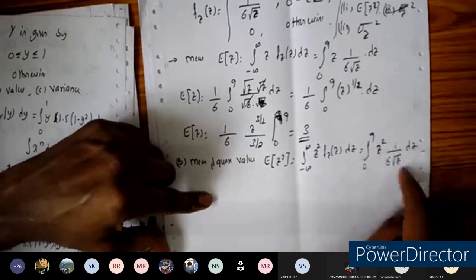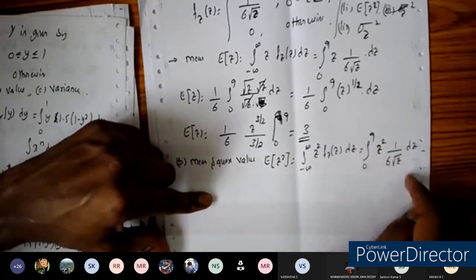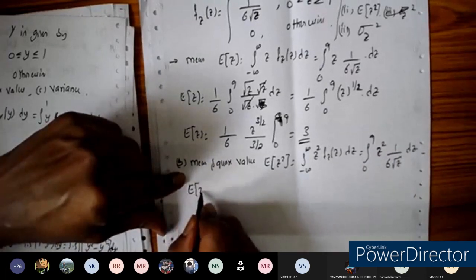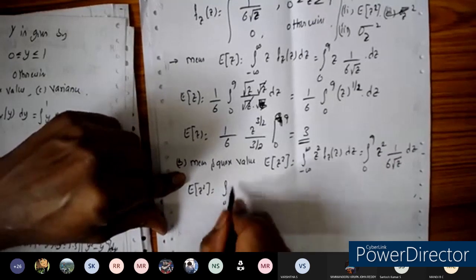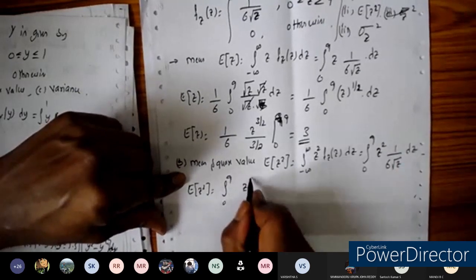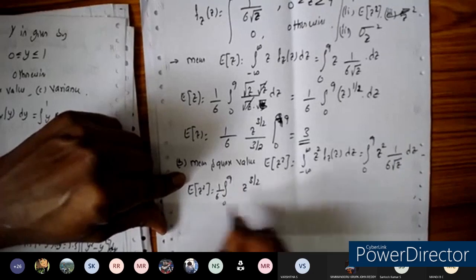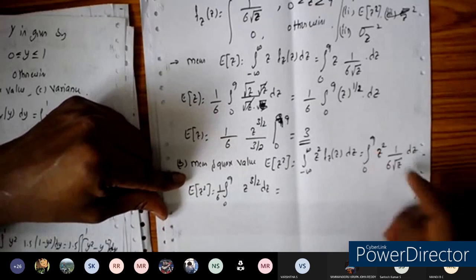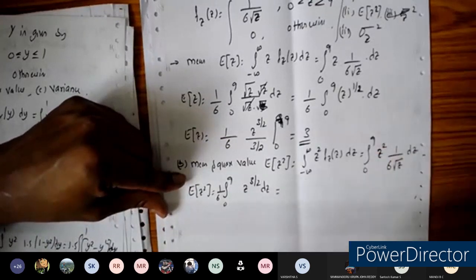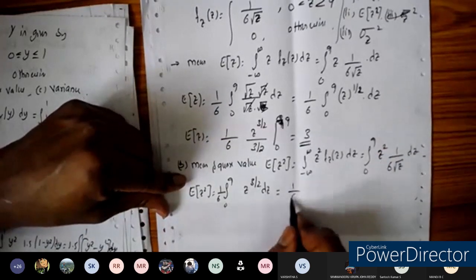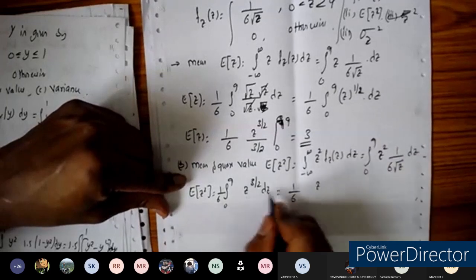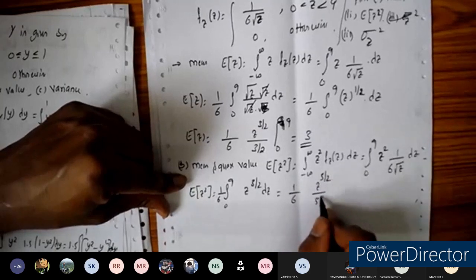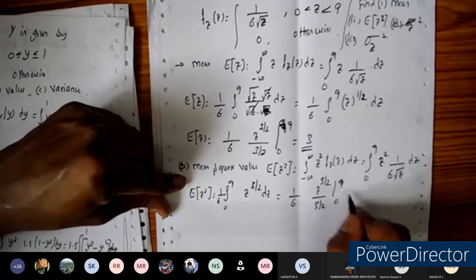So z square and z to the power of 1 by 2: if you take the difference here, this will become z to the power of 3 by 2. So the mean square value will become the integral from 0 to 9, taking 1 by 6 outside, of z to the power of 3 by 2 into dz, because z to the power of 2 divided by z to the power of 1 by 2 becomes z to the power of 3 by 2. Correct now? So integrate. z to the power of 3 by 2 plus 1 is 5 by 2, so divided by 5 by 2. The limit is from 0 to 9.